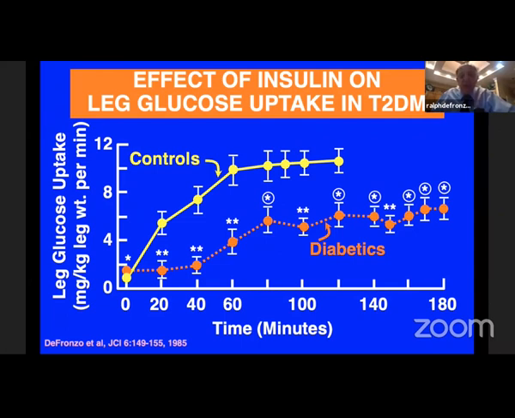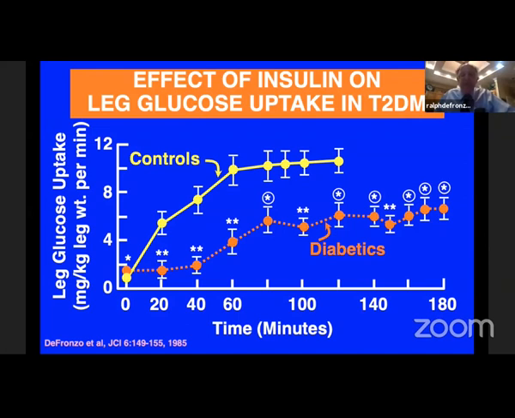Now, a very different picture is seen in the diabetics. When you infuse the insulin during the euglycemic insulin clamp and you're measuring leg glucose uptake, really nothing happens for the first 40 minutes. Now, eventually, you start to stimulate glucose uptake, but even if you carry out this study for an extra 60 minutes to account for this lag in the onset of insulin action, you can see that there's about a 50% decrease in leg muscle glucose uptake.